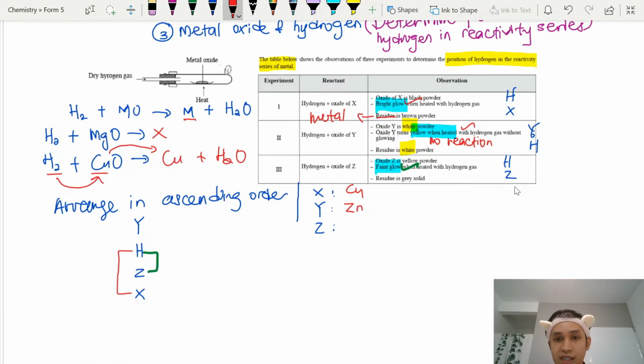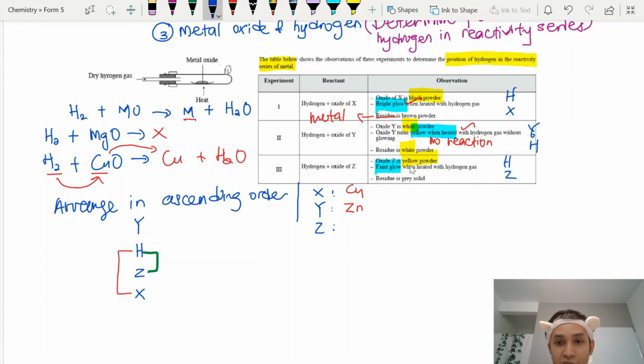Okay, so for Z, the color given here is yellow powder. All right, let me just remove this. I forgot to mention this. Oxide Z is yellow powder, and then the residue is gray.